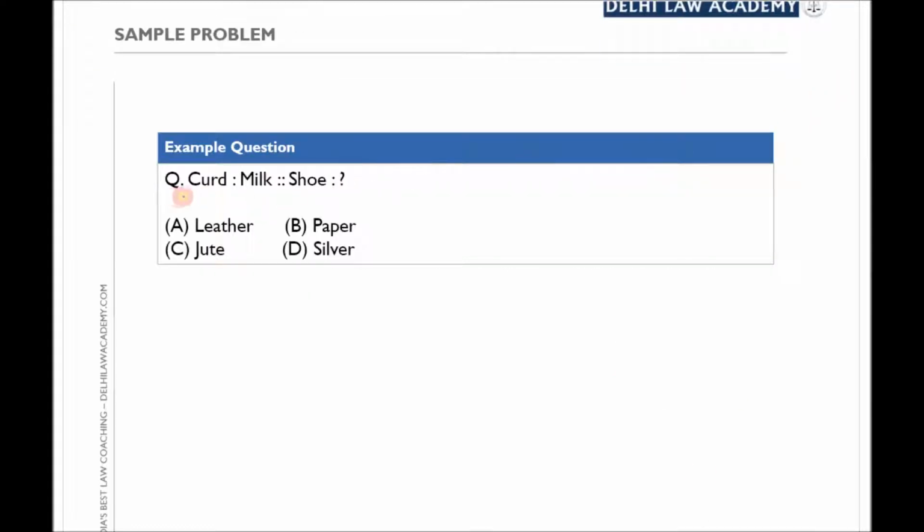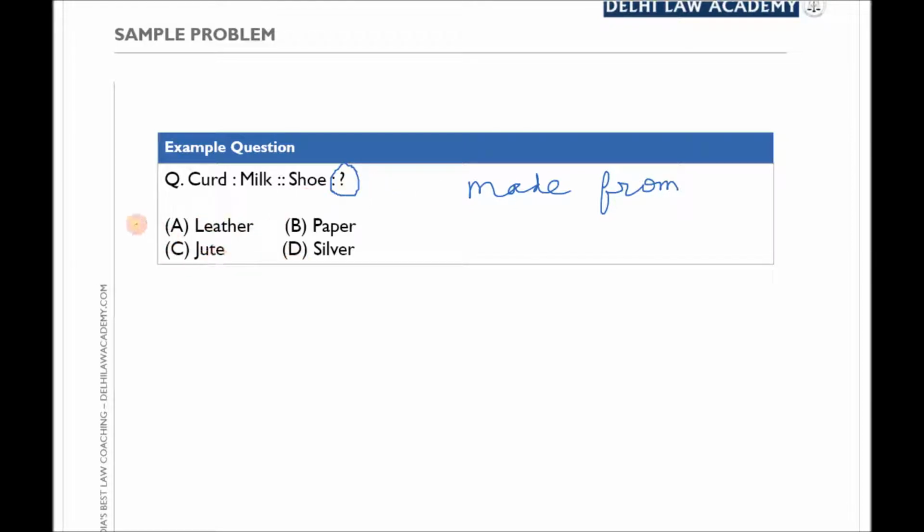Okay, so the first question that let's look at is, it says curd is to milk is as shoe is to what, right? So we are trying to figure out what should come in this space. Now, curd and milk, what is the relationship in between these two? So you can call this a kind of made from relationship. So curd is made from milk. So we're looking for shoe is made from what among these four choices.